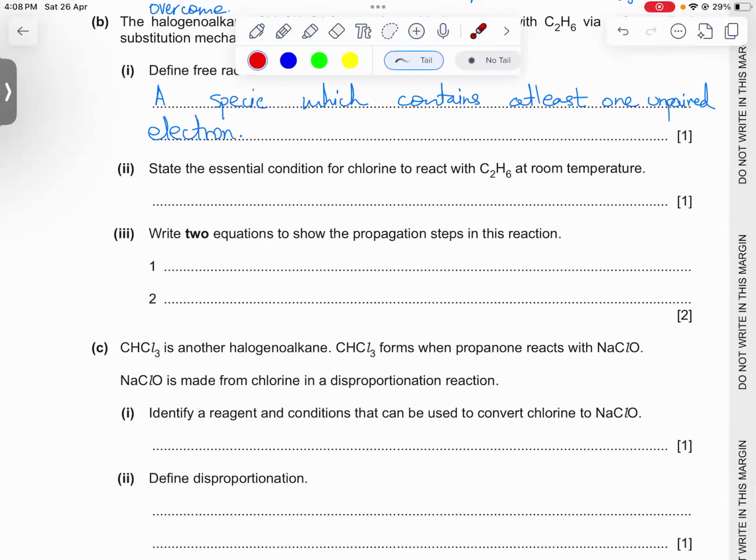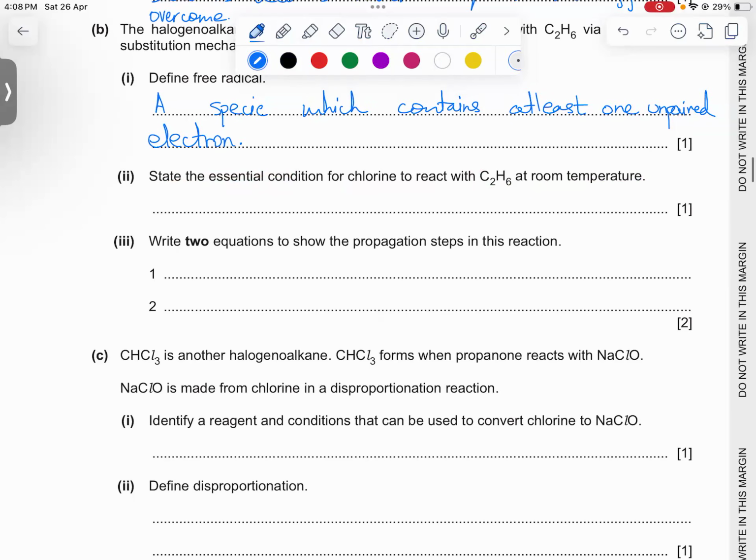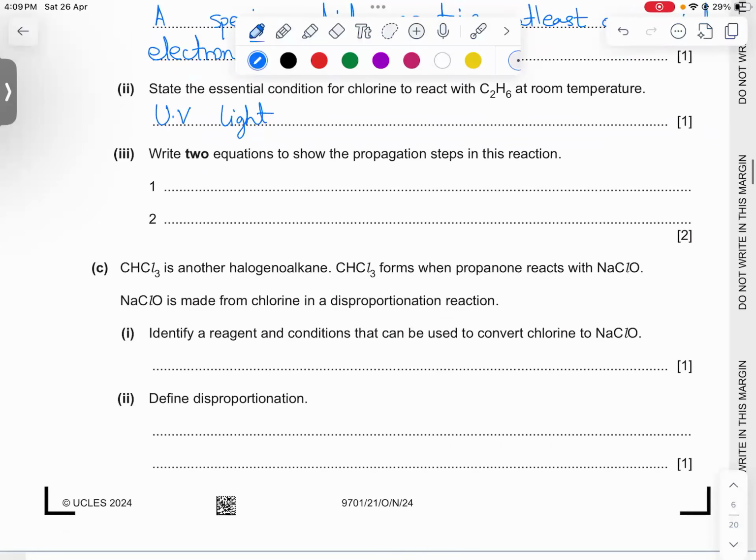Next question. State the essential condition for chlorine to react with C2H6 at room temperature. This is what we call a free radical substitution reaction, and it requires UV light. It requires UV light.